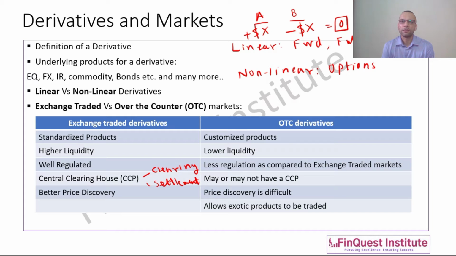Now OTC derivatives will allow exotic products to be designed. So the beauty of the OTC market is, since it allows customization, as long as you have a willing counterparty to take the opposite side of the trade with you, you can design any contract you like. So that gives a lot of flexibility to market participants. So a lot of structured and exotic varieties trade in the OTC segment.